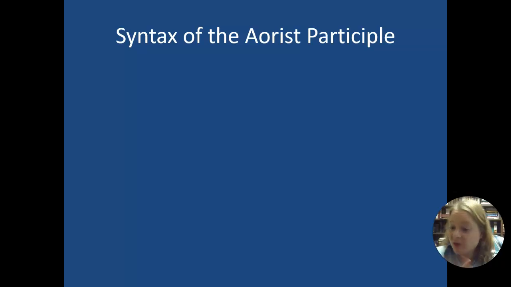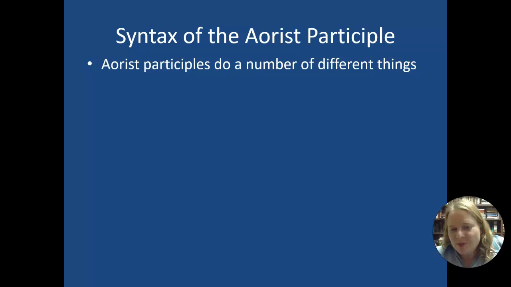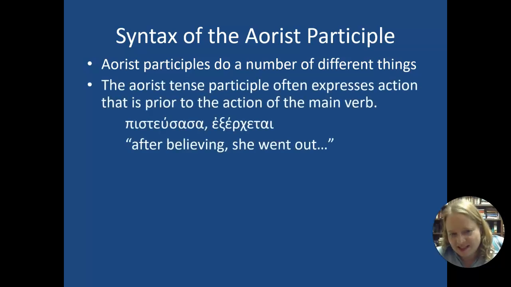Okay, that is the form of them. Now let's talk about how we translate these. Aorist participles do a number of different things, and they often express action that's prior to the indicative, the main verb. And so we often use the phrase after. So after this has happened, then the main verb happens. So after believing, after she believed, then she went out.